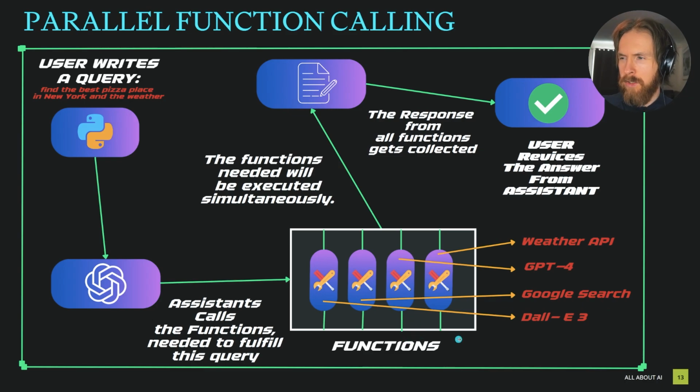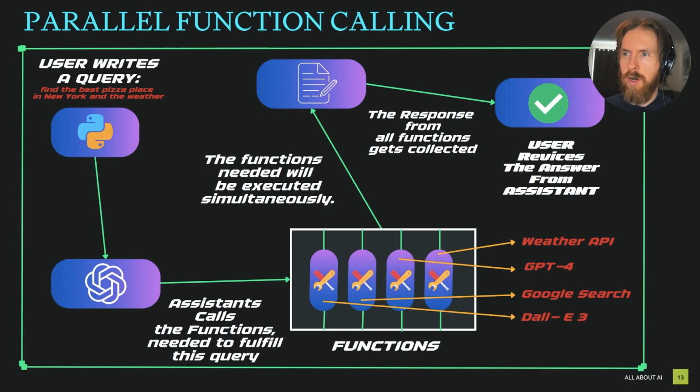Now we can do this in parallel. You see, I put this up here, as we'll see soon. It doesn't have to be that it first searches for the pizza place, and then it searches for the weather. We can do this simultaneously. So you can see these functions will need to be executed simultaneously. That's good, because we save time, right? And then the responses from those functions will be collected and passed on from the assistant to the user. So I hope you understood this. This is very simplified, but there's not much more to say, really.